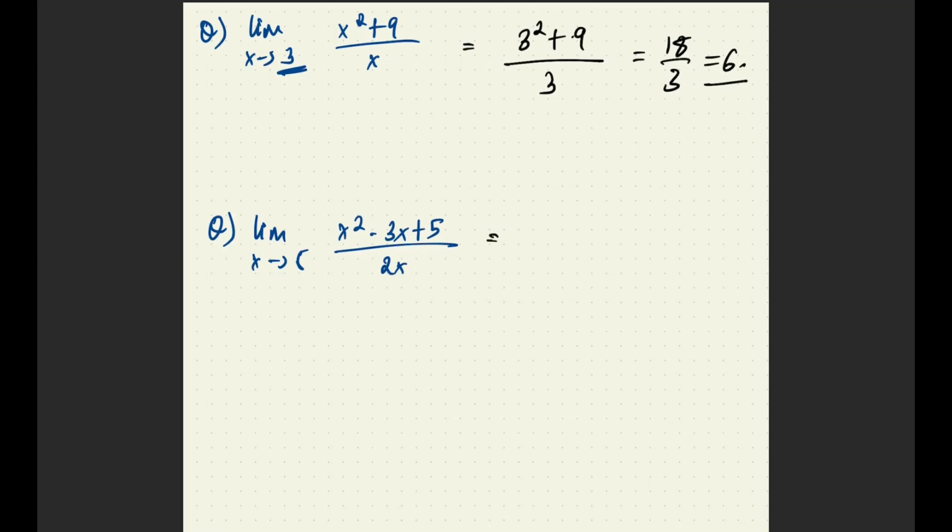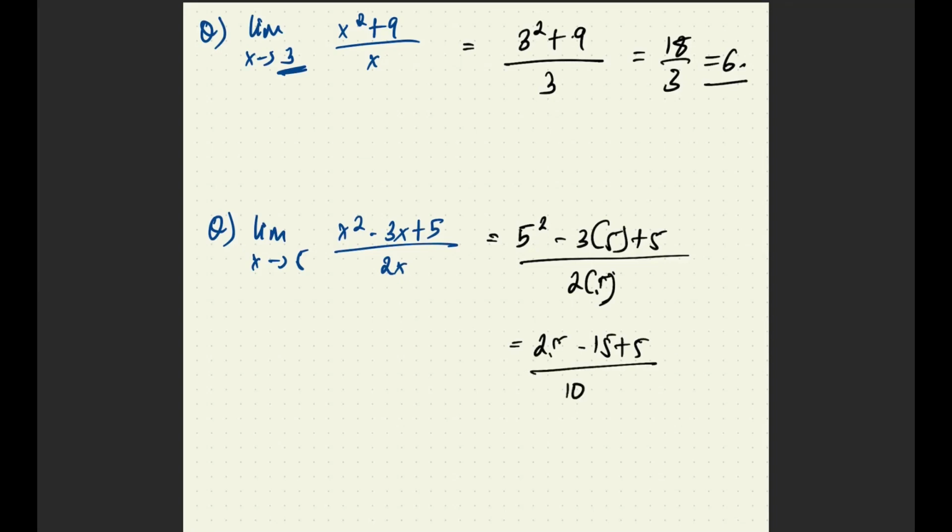Another example here, so I'll just plug in 5 wherever I have an x. 5 squared minus 3 multiplied by 5 plus 5 divided by 2 times 5. So this is 25 minus 15 plus 5 divided by 10. So that basically gives us.